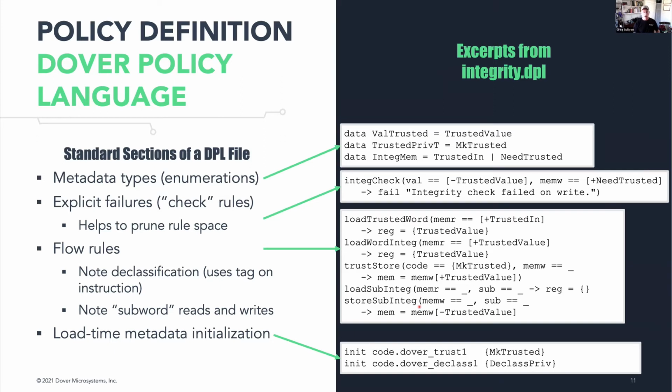For integrity, it's very similar. I'm running low on time, so I'm going to skip details, but I'm certainly happy to answer questions later. Roughly speaking, for integrity, if anything modifies a word, or even part of a word, that is tagged as trusted in this simplified version of the policy, then it's no longer considered trusted.